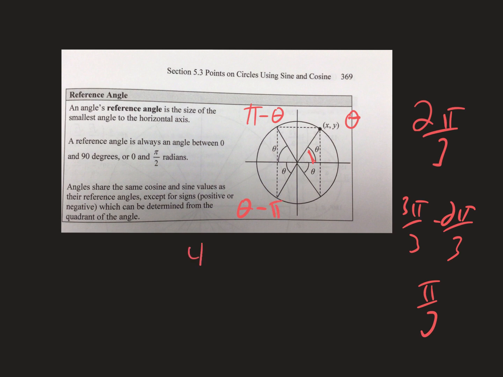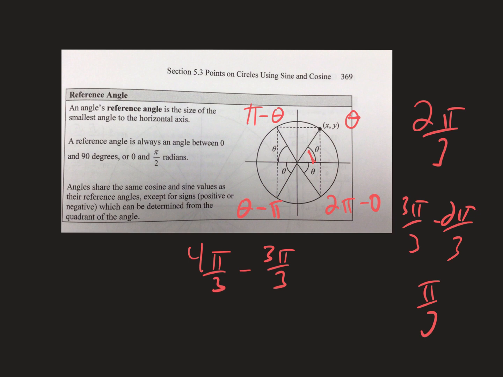So if I have 4 pi over 3, well, that's more than pi, and I know it's down here in quadrant 3. So if I take the angle minus pi, which is 3 pi over 3, that's going to be another pi over 3 reference angle. And if I'm over here, I'm going to do 2 pi minus the angle. So this will always work in radians. If you're dealing with degrees, you have to change it up a little bit. But ask yourself what quadrant the angle falls in, and then you do this subtraction.